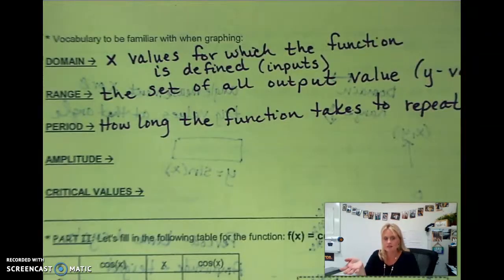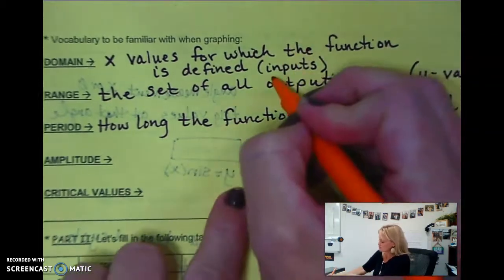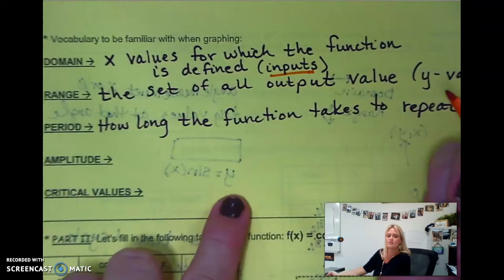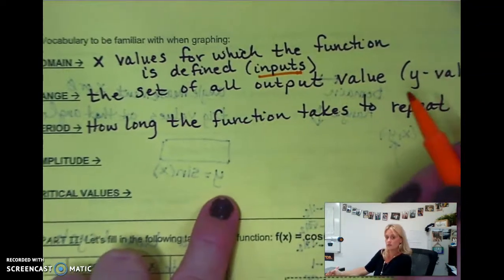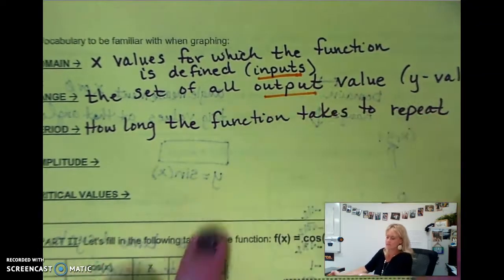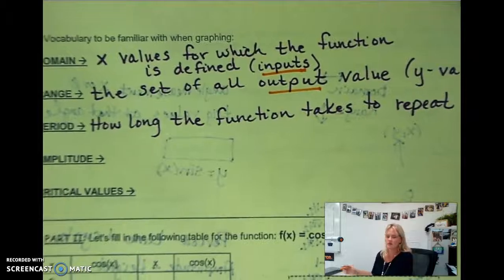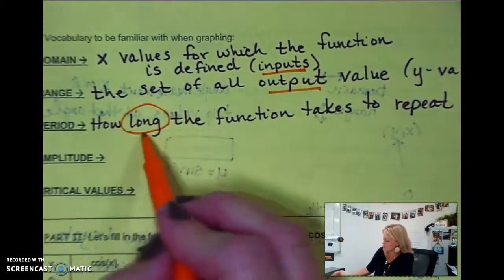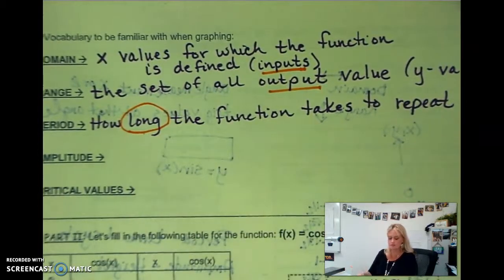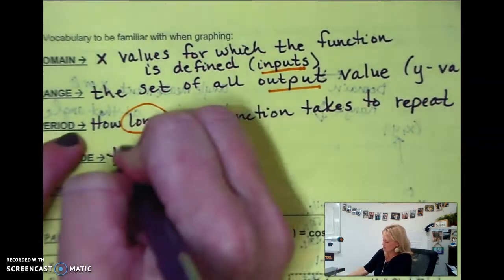Okay, so we talked about domain and range already, but let's just make sure we have the correct definitions for them. Domain is your x values for which the function is defined. These are your inputs. The range is your y values or your outputs. The period, again, we talked about how long the function takes to repeat. The amplitude is the height of the function.